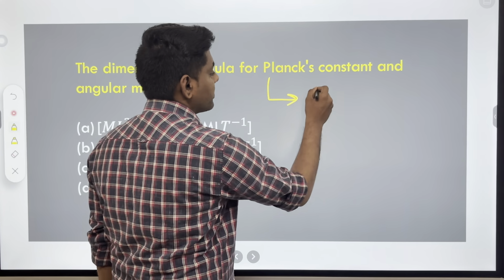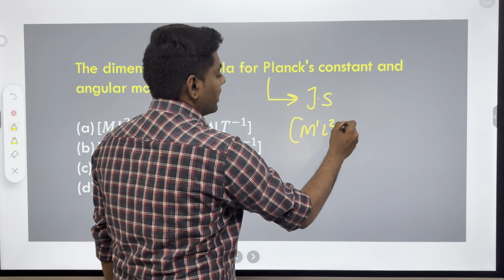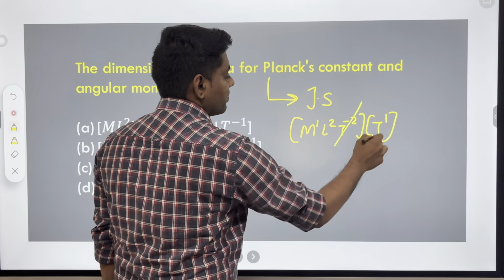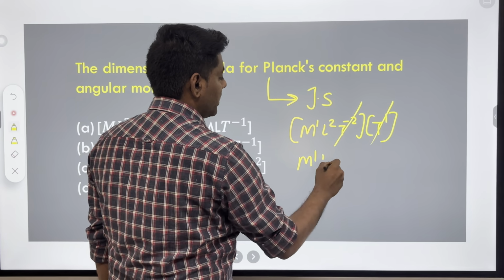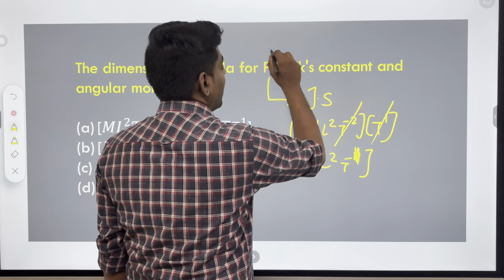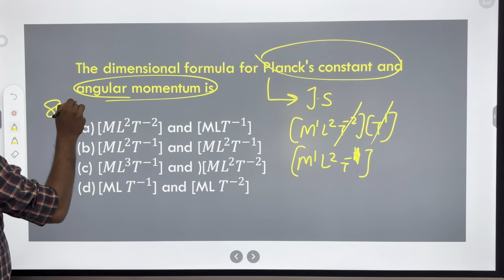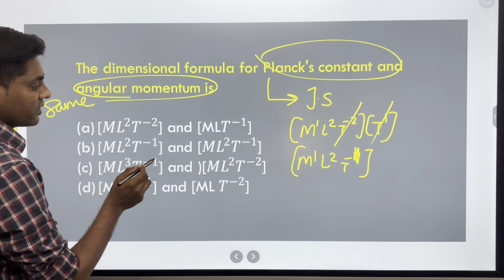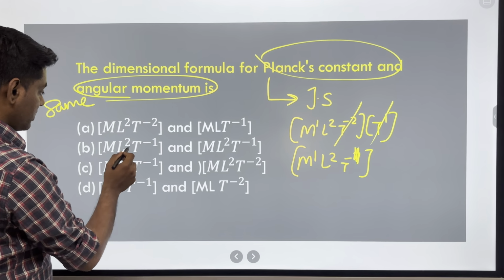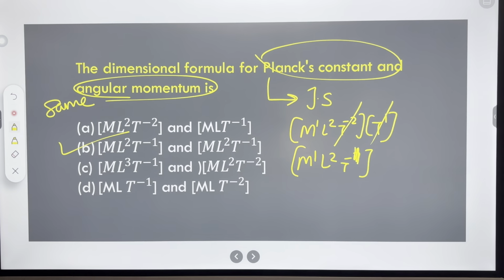Next, the dimensional formula for Planck constant and angular momentum. As we know, Planck constant has SI unit joule second, so joule is M1 L2 T minus 2, and the second is T raised to 1. So T minus 2 divided by T gives minus 1, that is M1 L2 T minus 1. As we know that the dimensions of Planck constant and angular momentum are the same, the option is M1 L2 T minus 1. Option number B is the correct answer.